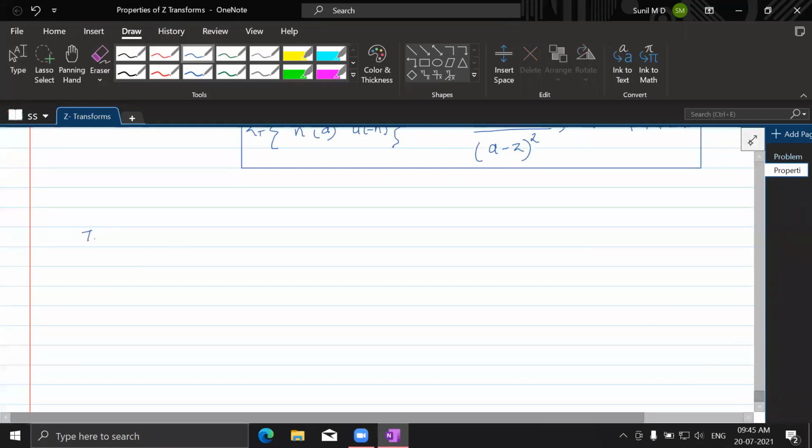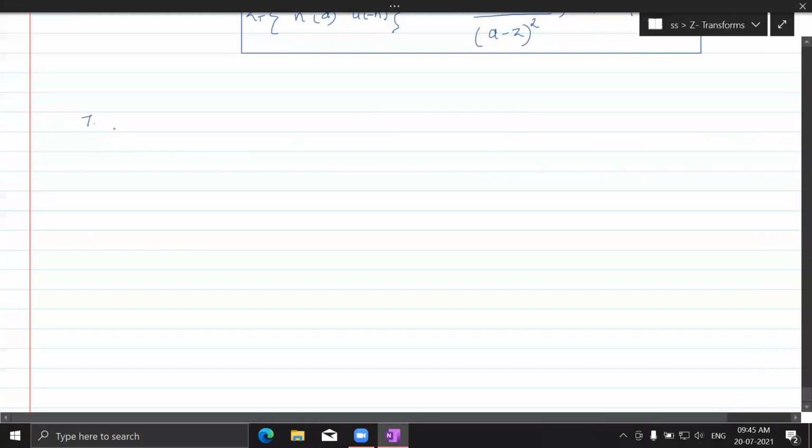Fine, so what's happening in problem number 7? Everybody just see here, x of n is given to be n. So soon after n comes along with the signal, you should understand that the differentiation time domain property is there. Along with this, you have half power n into u of n minus 3.